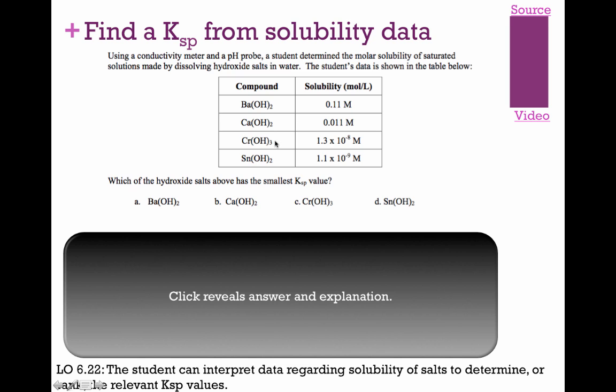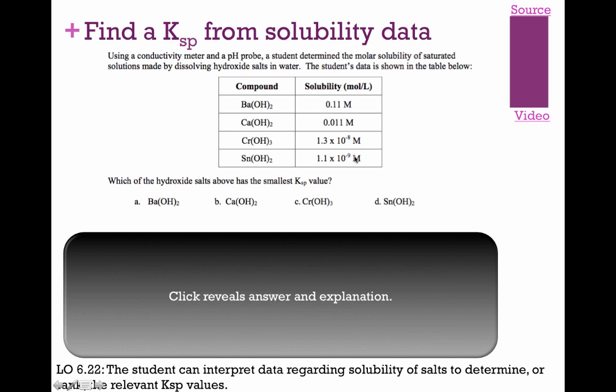If this small 3 right here was a 2, we could just look at our solubility data. But because it's a 3, that's going to affect our Ksp calculations. Because let's say that this 3 was a 2. That means I have 1 positive ion and 2 negative ions of each. So I'm going to be solving for Ksp the same way.